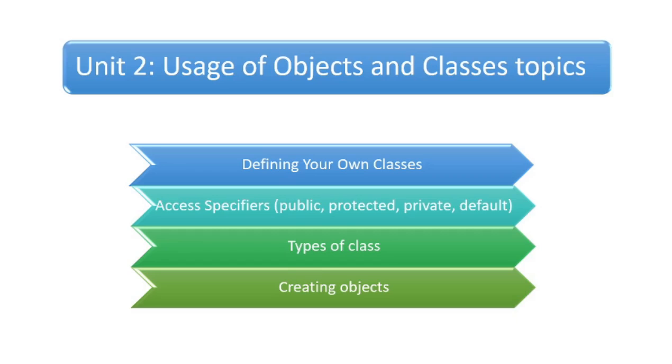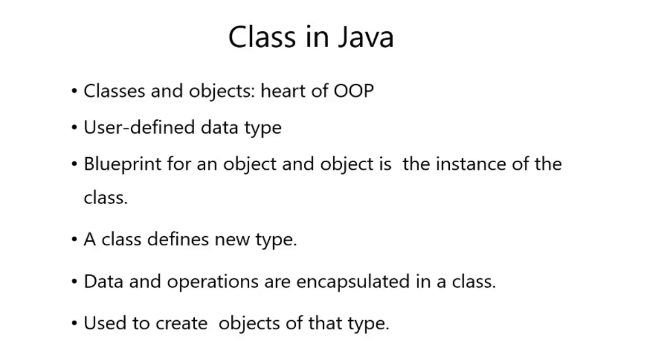So let us begin with the first topic, that is defining your own classes. Now what is a class in Java? Classes and objects, this is the heart of an object oriented programming language. And what is a class? It is a blueprint for an object. An object is an instance of the class. Class is a user defined data type, and whenever you declare a class, a new data type is created.